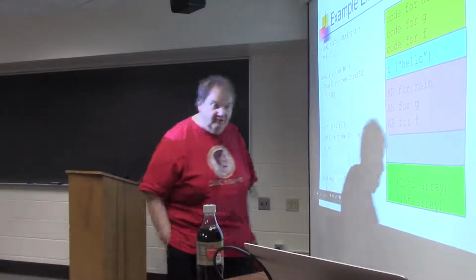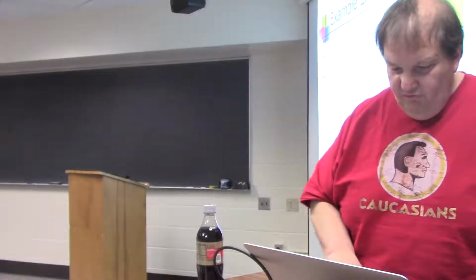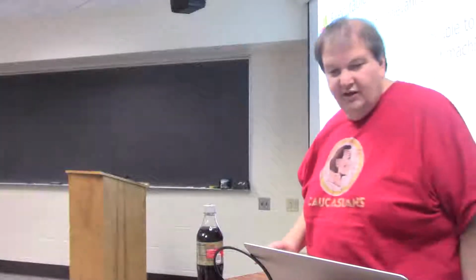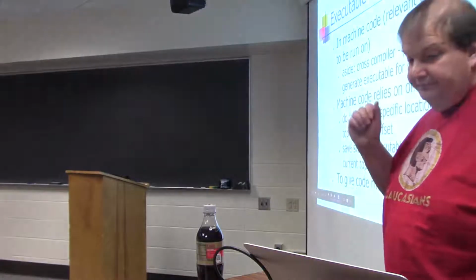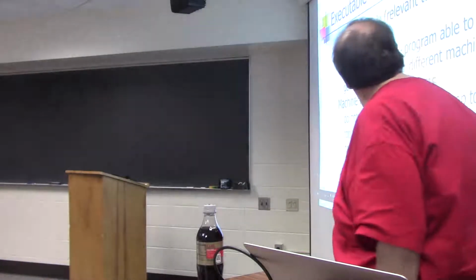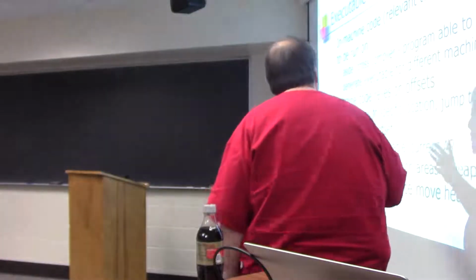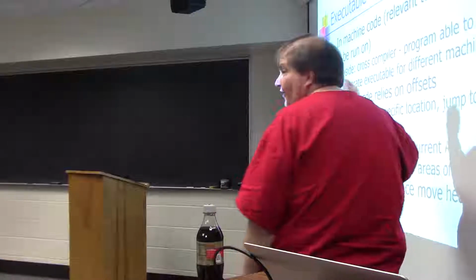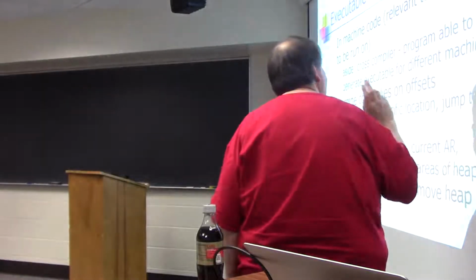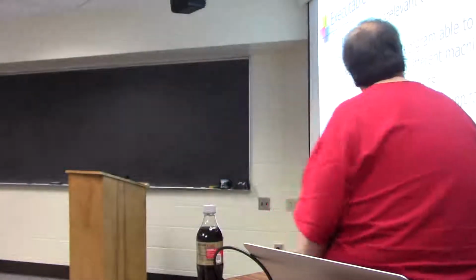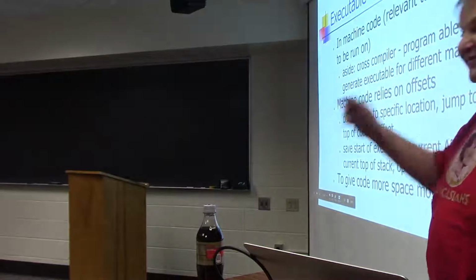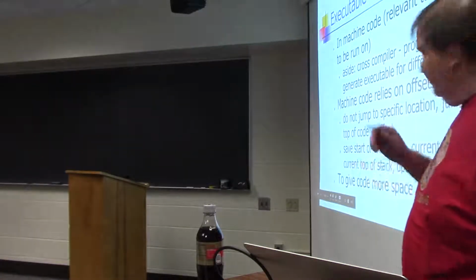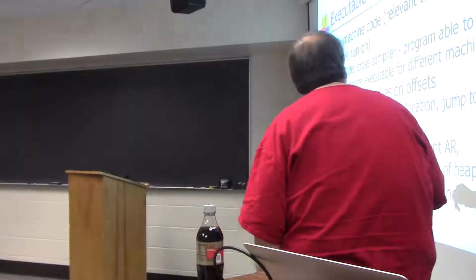Okay, so let's talk about some details. Again, in terms of machine code, generally we're talking about the notion of the machine this is to be run on. There are such notions as cross-compilers, so programs that are actually able to generate an executable for a different machine, okay, which is a lovely, useful thing.